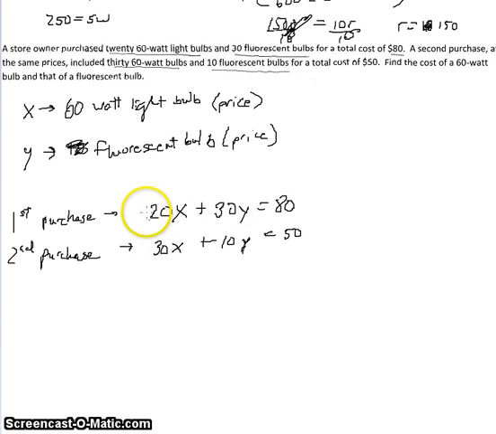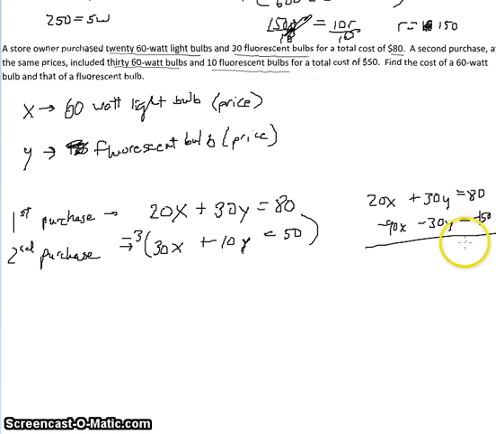But I'm going to multiply the second equation by a -3. So I get 20x plus 30y equals 80, negative 90x minus 30y equals negative 150. So if I combine the two equations by adding them, I get negative 70x, these cancel, equals negative 70.